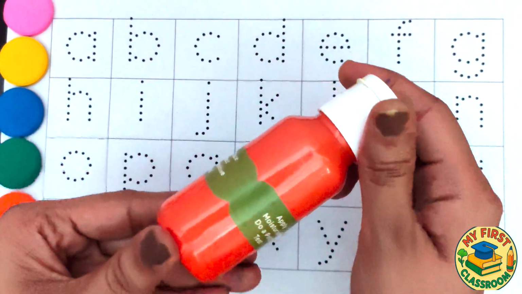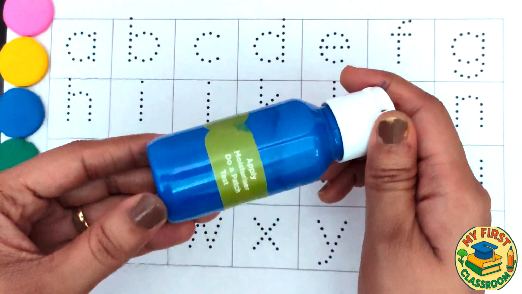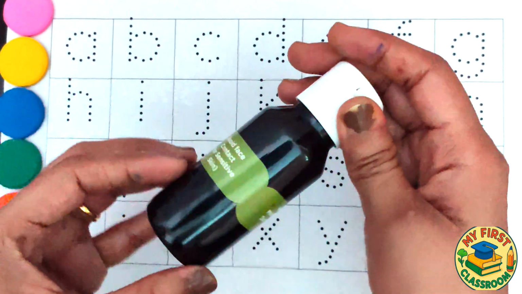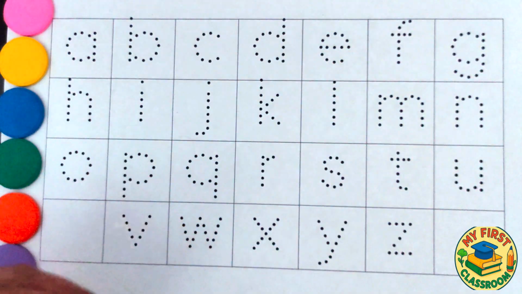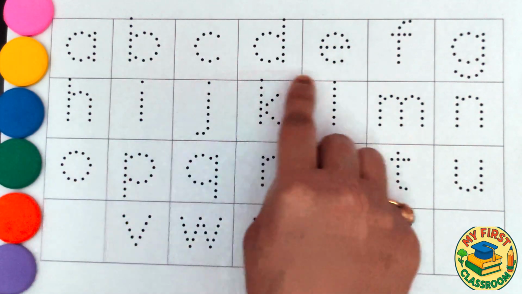orange color, blue color. This is black color. Now let's learn the lowercase alphabets.